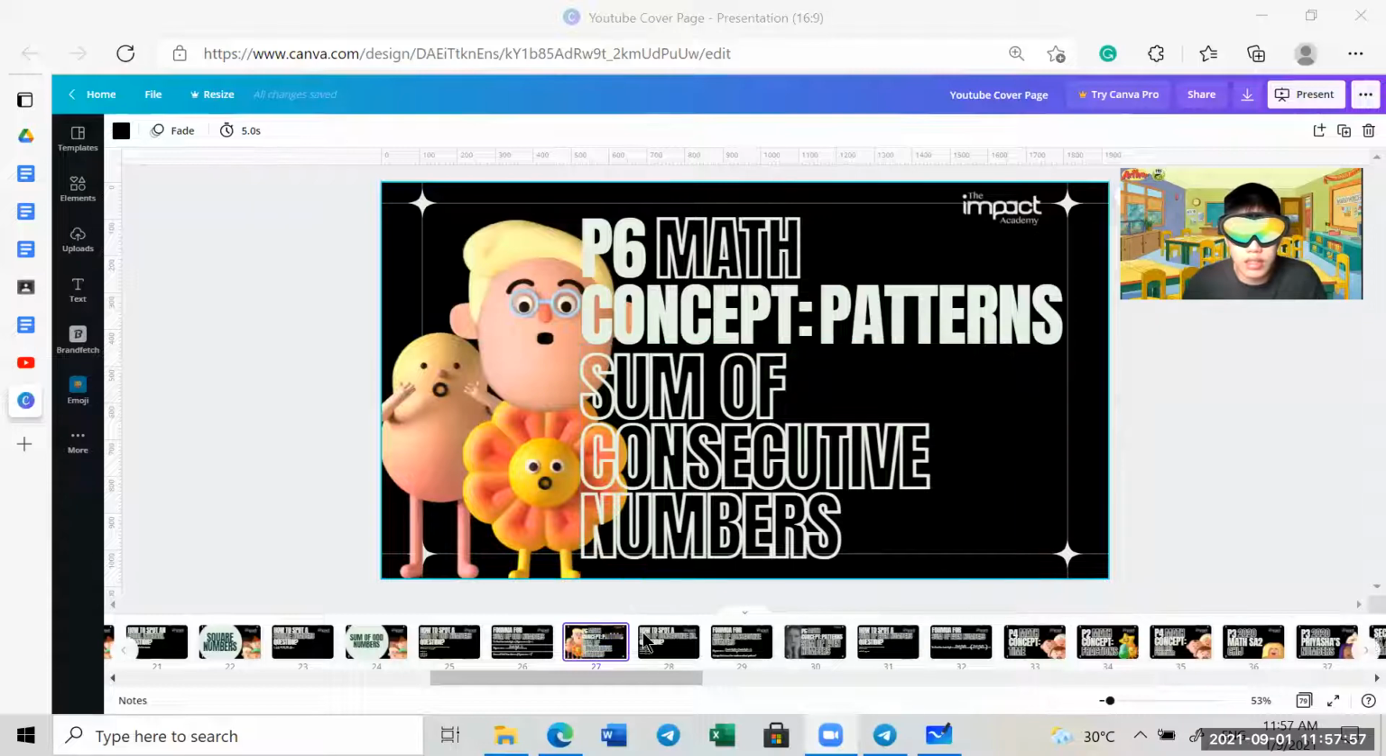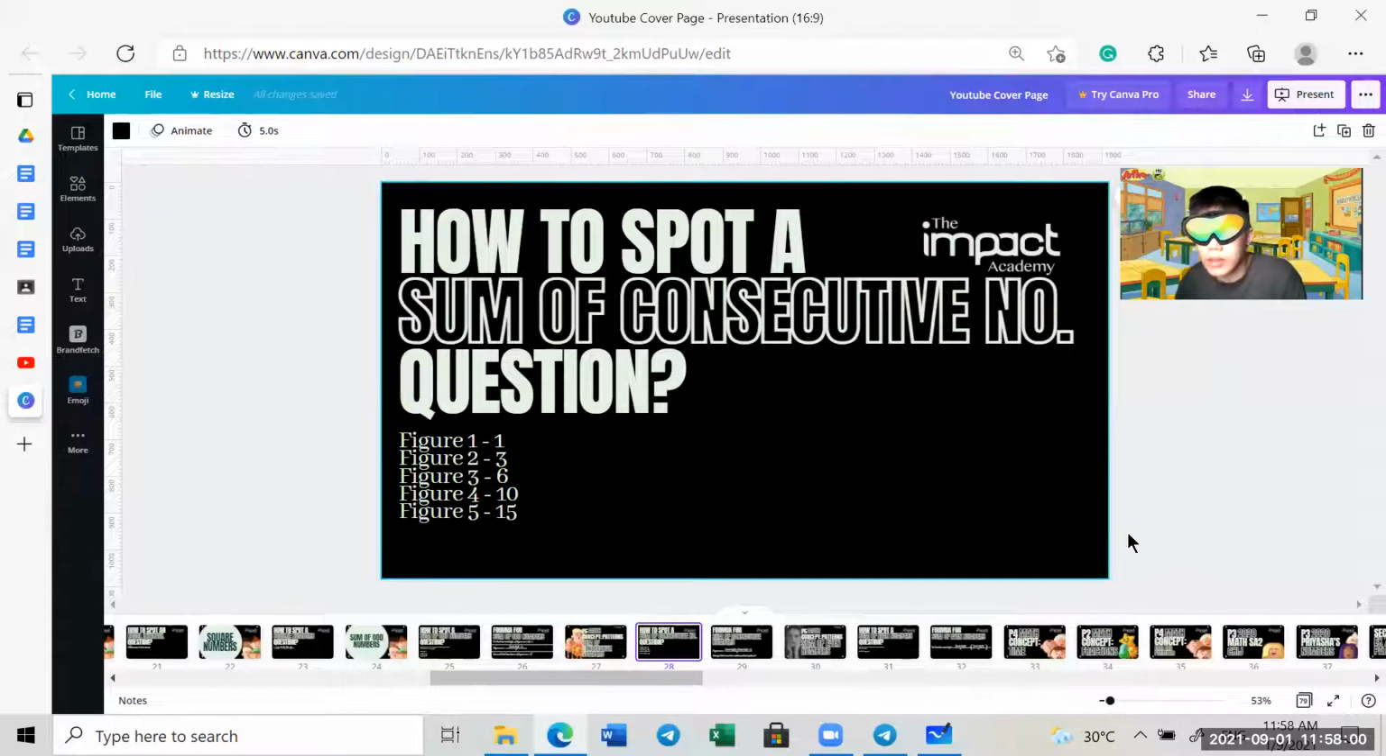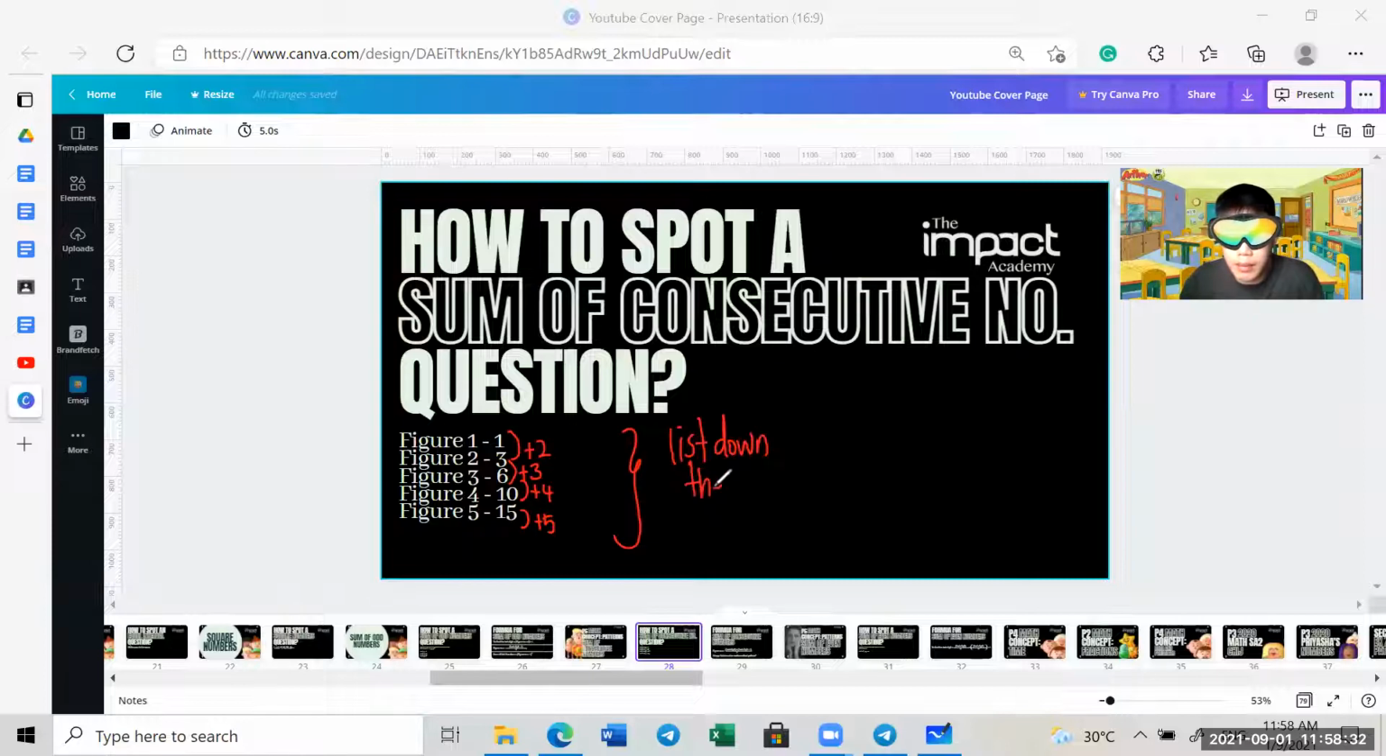The first thing that you need to understand is this: how can you spot a sum of consecutive numbers question? Look at this very carefully. When you see a question with this plus 2, how do I get from 1 to 3? I plus 2. How do I get from 3 to 6? I plus 3. How do I get from 6 to 10? I plus 4. How do I get from 10 to 15? I plus 5. Once you have this, you need to quickly write down the mathematical pattern. I call this the mathematical pattern.